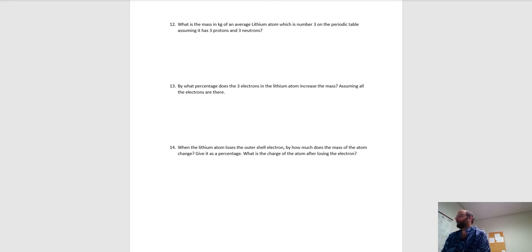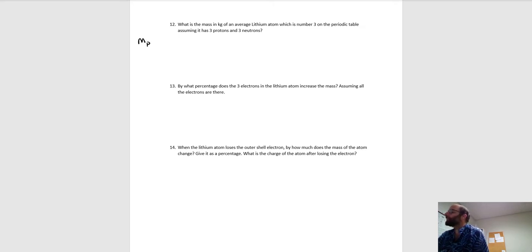I'm making this one to help you out with numbers 12, 13, and 14 in your Physics 109 Unit 6 homework. The first two are about atomic structure and the masses. So here are some numbers you need, all right?